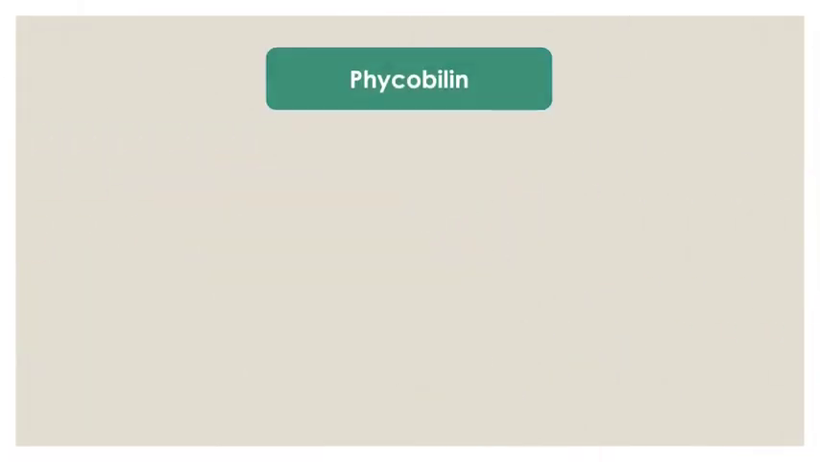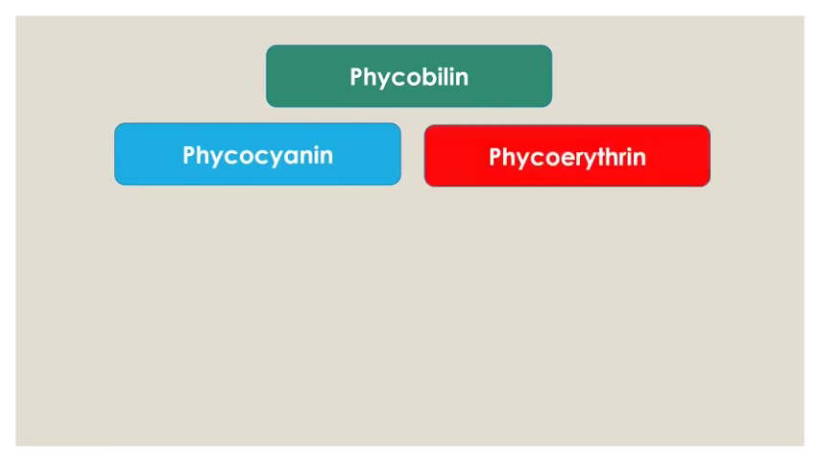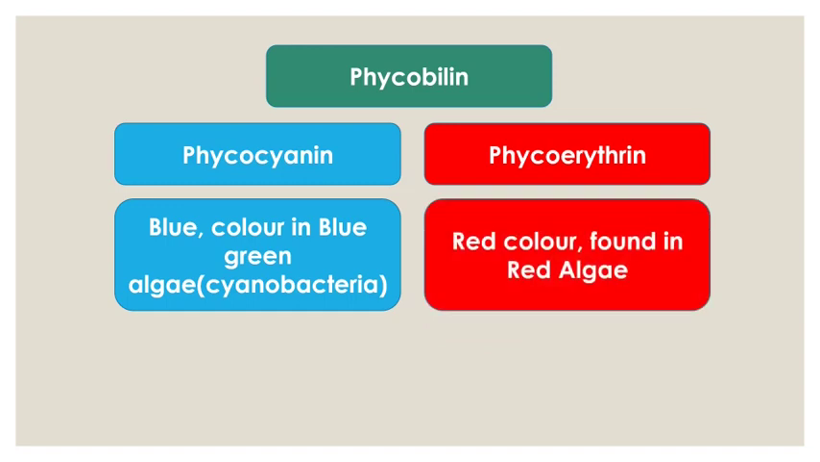Now let us discuss the third type of pigment, that is phycobilin, which is found in algae, in blue-green algae, that is cyanobacteria. There are two types of phycobilins, phycocyanin and phycoerythrin. As the names suggest, phycocyanin is blue in color and phycoerythrin is red in color. Phycocyanin, a blue pigment, is found in cyanobacteria, blue-green algae. Phycoerythrin is found in red algae. So students, I hope you have understood about pigments.